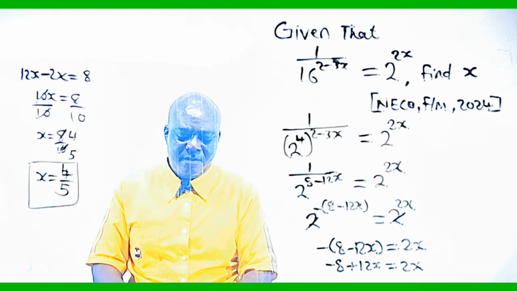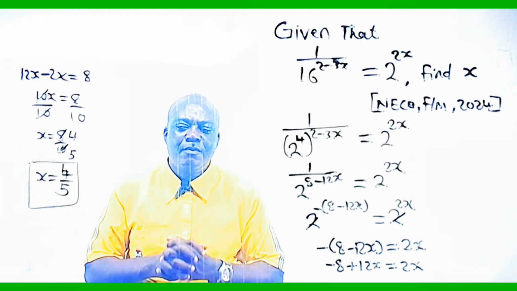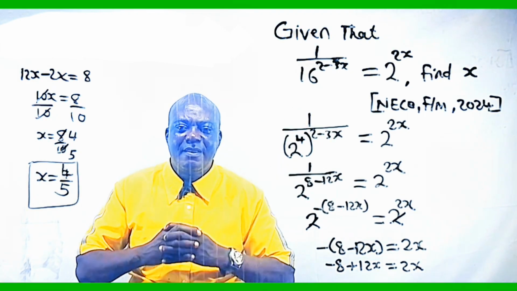So the value of x in this equation is 4 over 5. And that is the final answer.